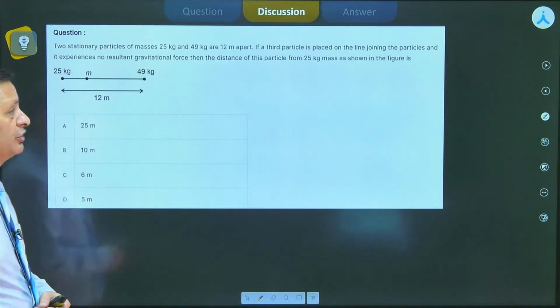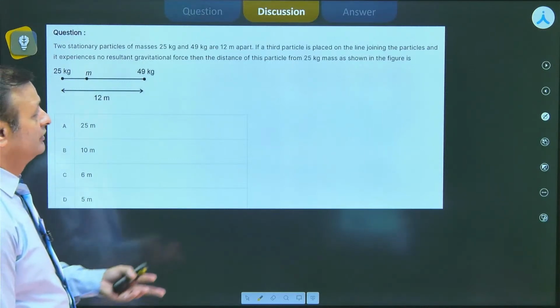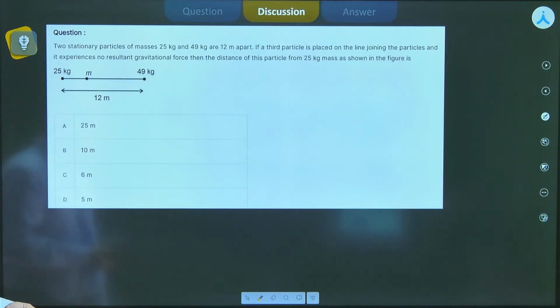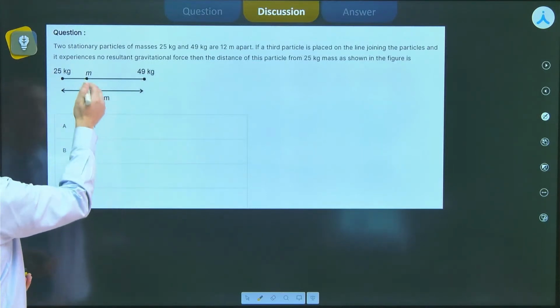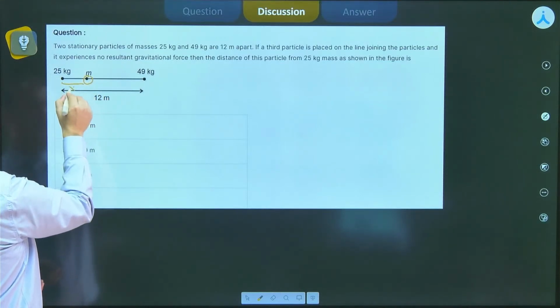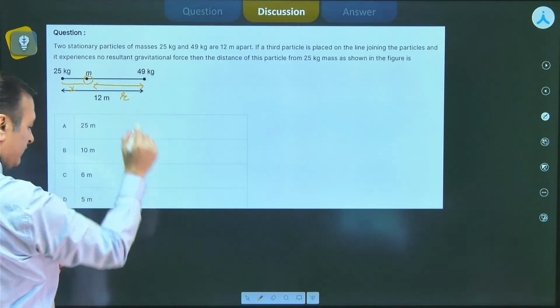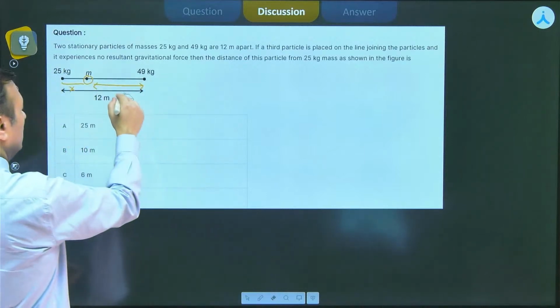This is the question. Two stationary particles of mass 25 kg and 49 kg are 12 meters apart. If a third particle is placed on the line joining the particles and it experiences no resultant gravitational force, then find the distance of this particle from the 25 kg mass as shown. So this is the configuration. Let's suppose this mass is placed at a distance x. So this is r minus x, or shall I say directly 12 minus x.